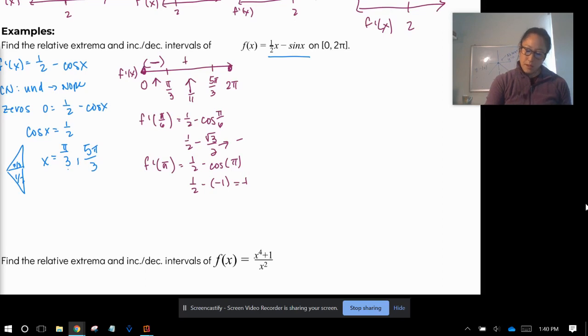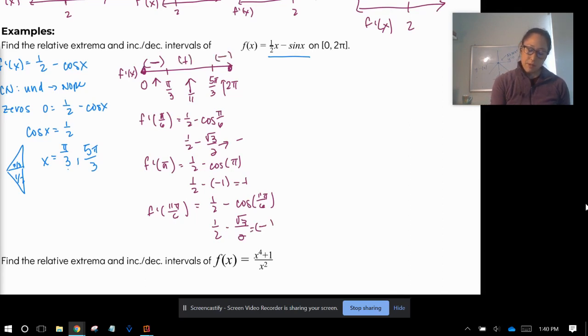Cool. All right, f prime of 11 pi over 6, because 11 pi over 6 is in between 5 pi over 3 and 2 pi. I get 1/2 minus the cosine of 11 pi over 6, which is 1/2 minus root 3 over 2. We've seen that before, so that is a negative.